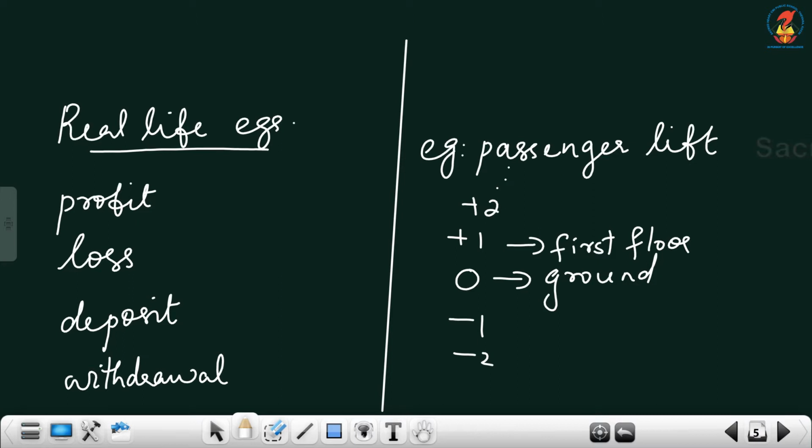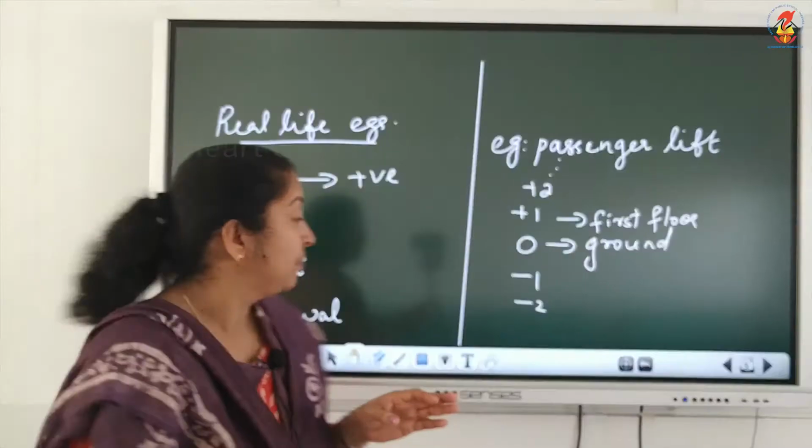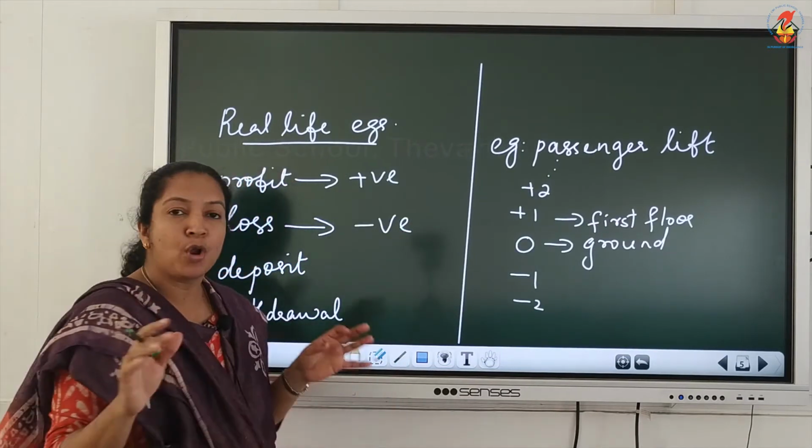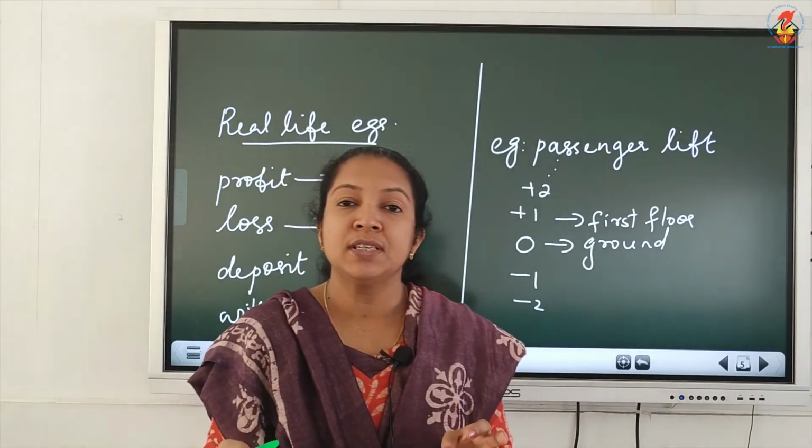Then, in real life situations, we know what profit and loss are. If you earn something it is profit, if you lose it is loss. So profit is always positive. We are taking profit as positive and loss as negative.